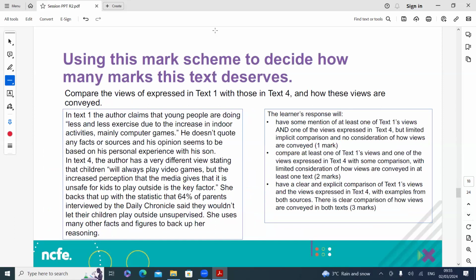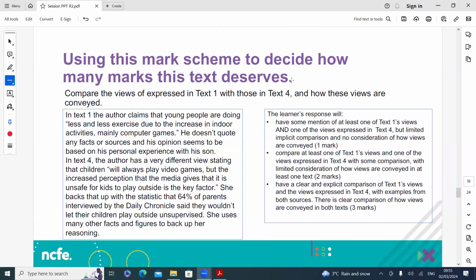So let's again look at how many marks. Sorry, I'm just going to mute everyone to avoid the background noise while we look at it together. Okay.